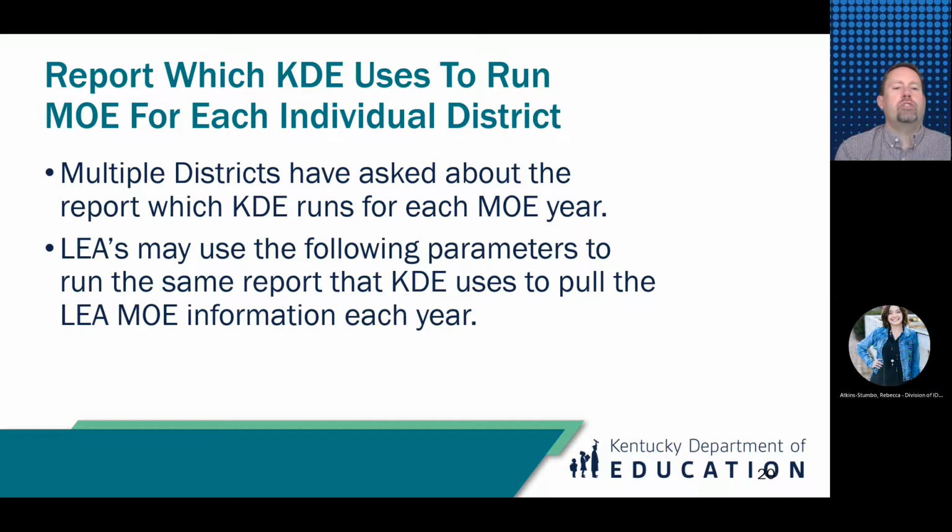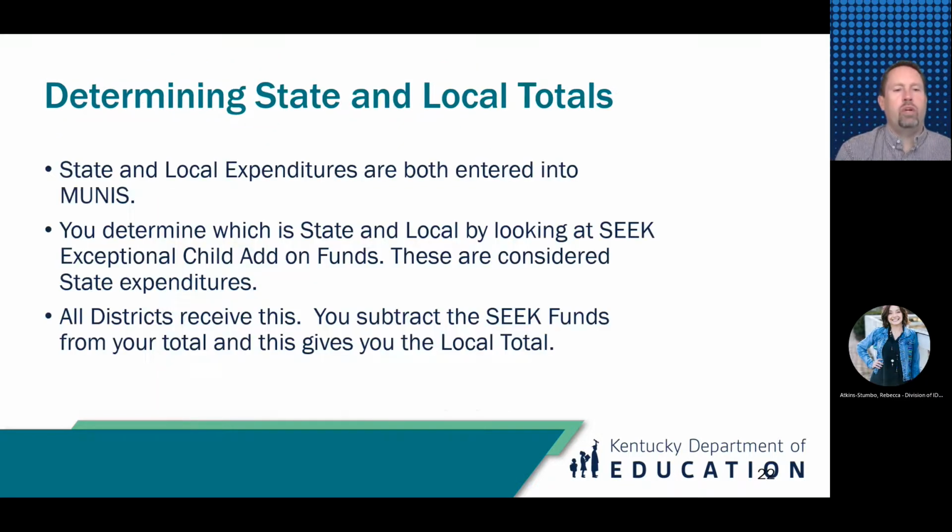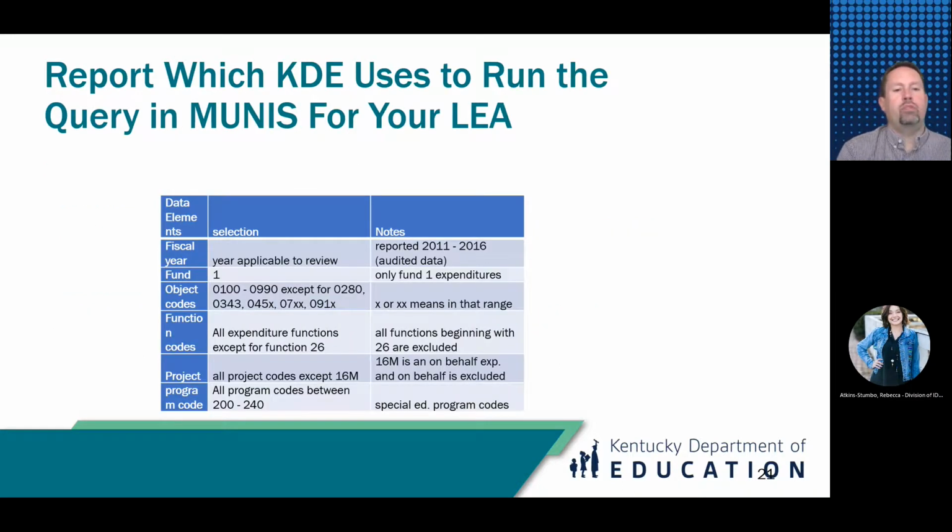Districts have asked what report they use to run this MOE, so that we can look at these parameters. This is a screenshot of that report. The only thing that's not mentioned on this report is that new KECSAC code. So program code 281 would be added to this: program code 281 plus everything you see here.